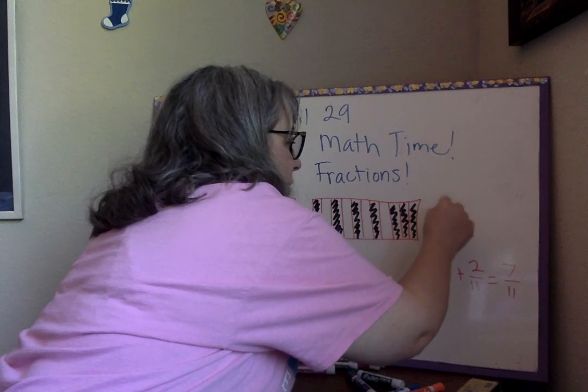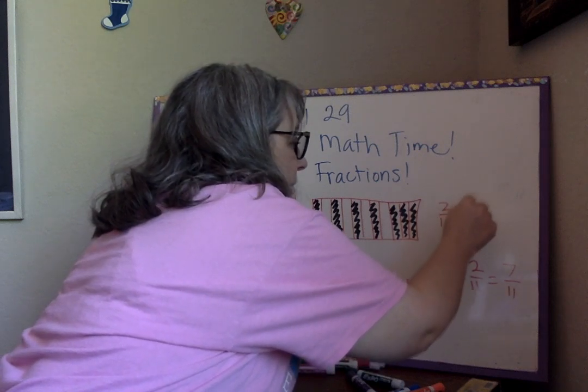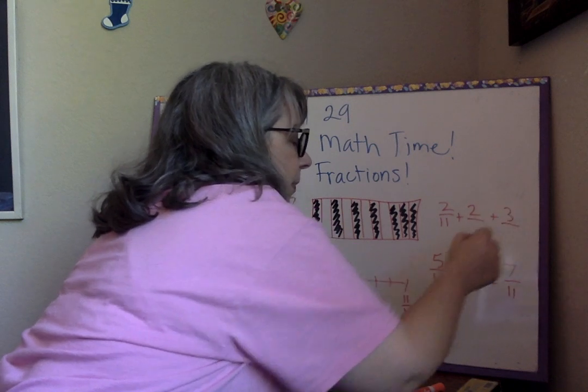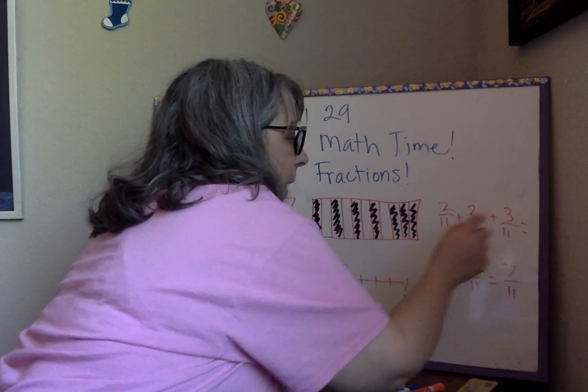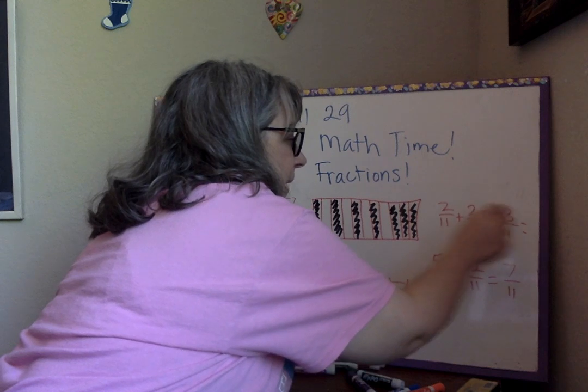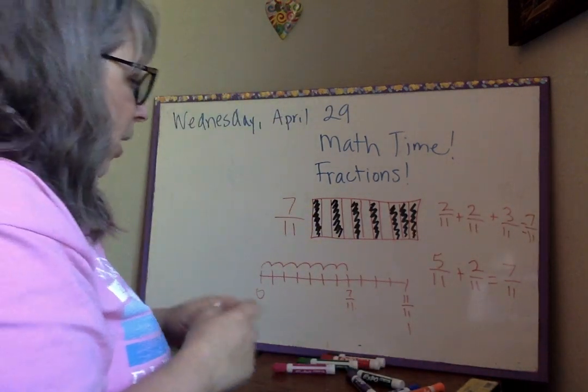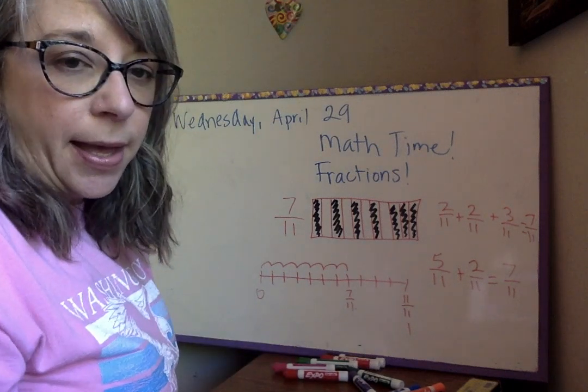So let's say 2 plus 2, so there's 4, plus 3. So 1, 2, 3, 4, 5, 6, 7. There is 7/11ths right there. All right, nice work. Nice job.